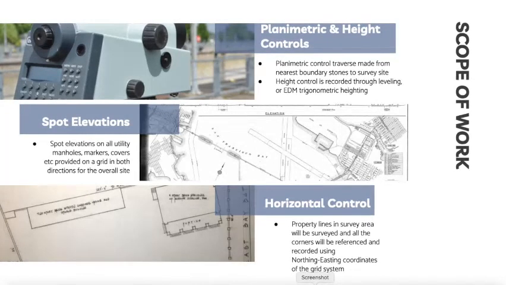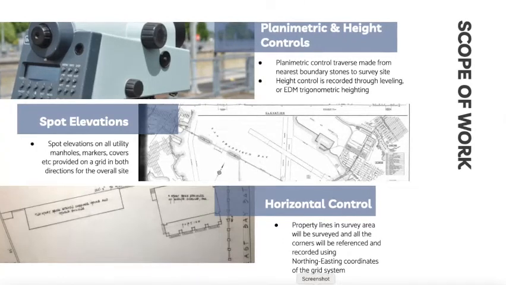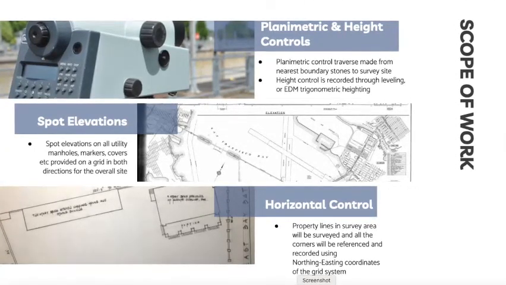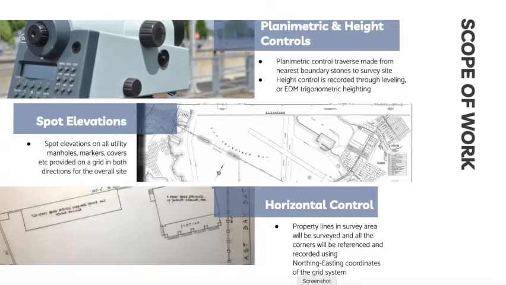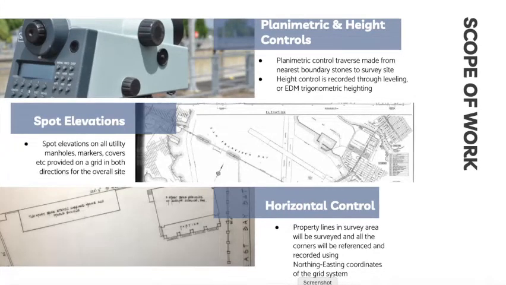During the topography survey, the spot elevations on all of the utility manholes, markers, covers, etc. will be generally provided on a grid in both directions for the overall site of the survey work. Any type of observable evidence such as earthworks, building constructions, and any recent street or sidewalk construction or repairs are supported by the photographic survey.